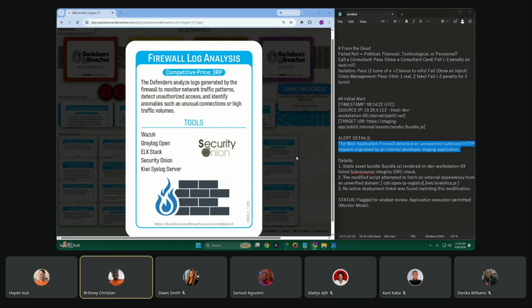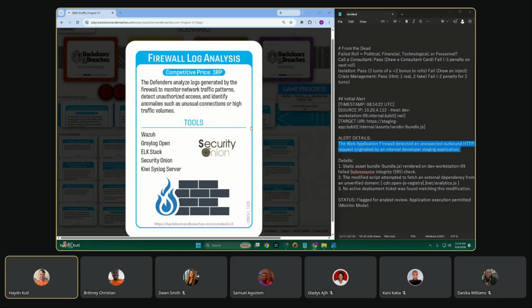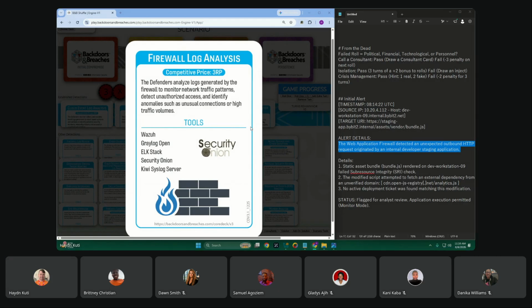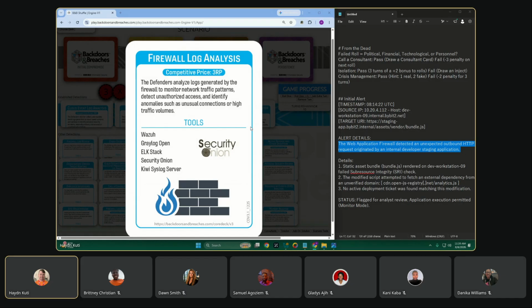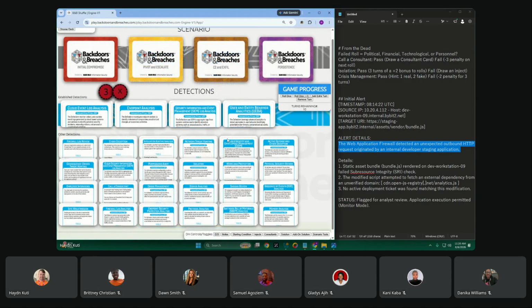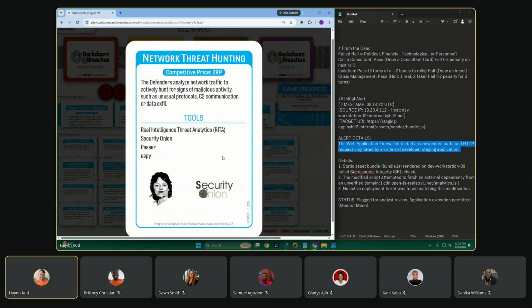I'm torn between the network. I'll do a quick read through of the firewall log analysis and network threat hunting. Defenders analyze logs generated by the firewall to monitor network traffic patterns, detect unauthorized access, and identify anomalies such as unusual connections or high traffic volumes. And network threat hunting: defenders analyze network traffic to actively hunt for signs of malicious activity, such as unusual protocols, C2 communication, or data exfiltration.